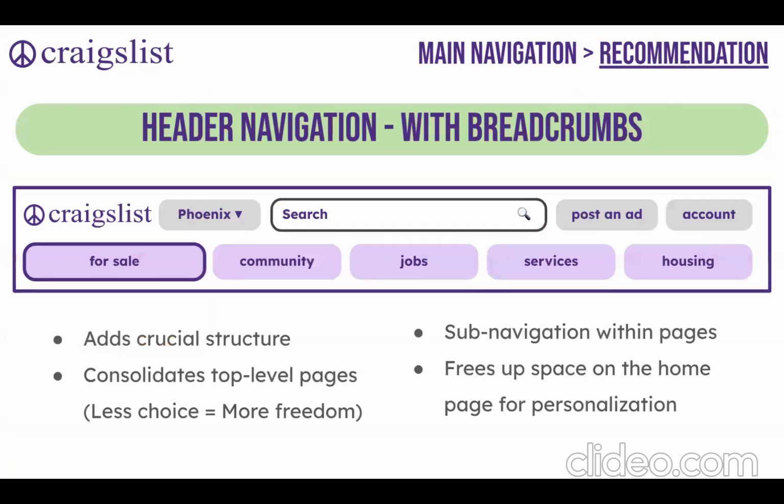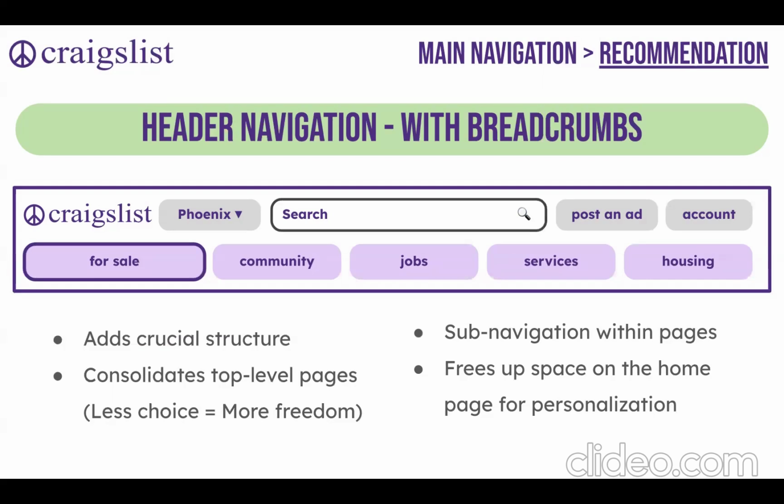And going along with this, I think the best way to structure our main navigation would be a header navigation, possibly with some breadcrumbs. This header would be on every single page of the site. It adds some crucial structure to the site. So, if you're on the for sale section, you need to get back to the homepage. It's right there in the corner. Or if you need to jump right to jobs, it's right there. You don't need to take that extra step, less clicks.